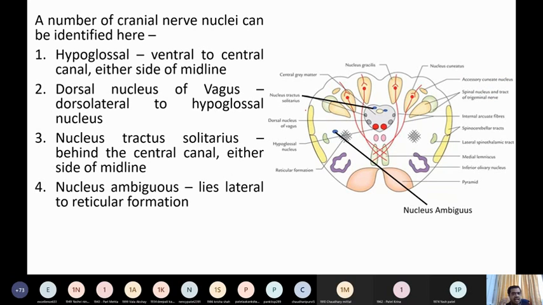Now, a number of cranial nerve nuclei can be identified here. At this level, we can find many nuclei of the different cranial nerves. First one, the nucleus of the hypoglossal nerve. In the central gray column, anteriorly, on either side of the median plane, you can see these large nuclei. They are the nucleus of the hypoglossal nerve, or hypoglossal nucleus. So, where is it located? In the central gray column, ventral to the central canal, on either side of the median plane.